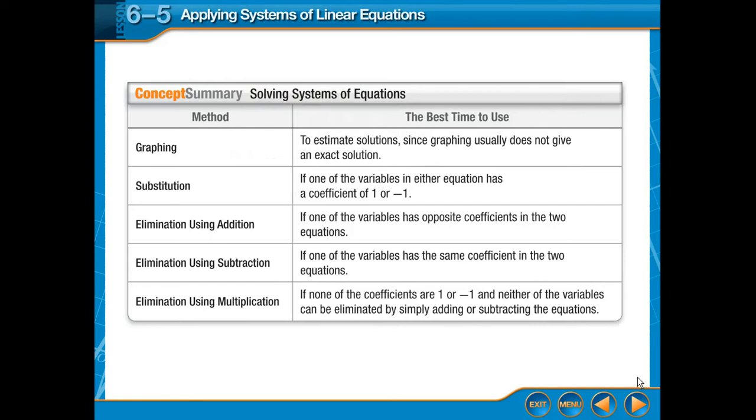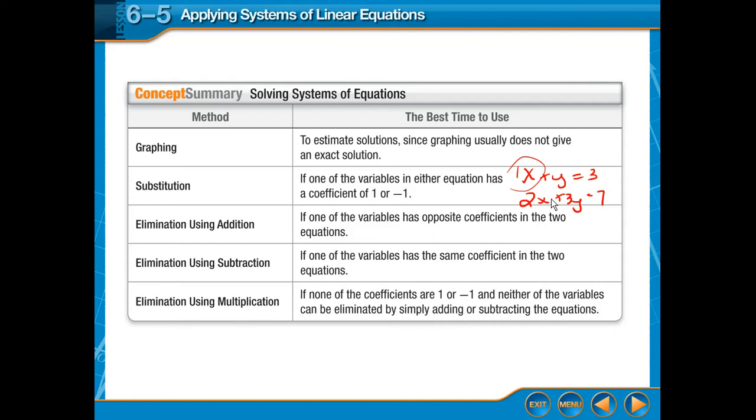So graphing, if you just need to estimate, graphing is a good way to do it. But if you need to get really specific and get an exact solution, graphing is not the best, because you could not get the exact answer. For substitution, you would use this if you have a coefficient of either 1 or -1 on one of your variables. For example, if you had 2x plus y equals 3 and 2x plus 3y equals 7, you have a coefficient of 1. So it'd be easy to get one of those variables by itself to then substitute it into the other equation.